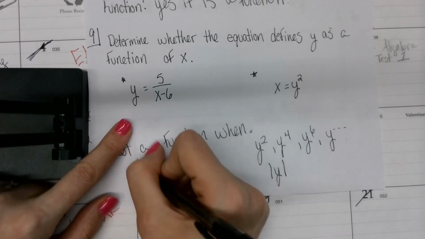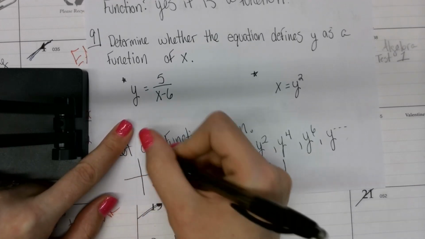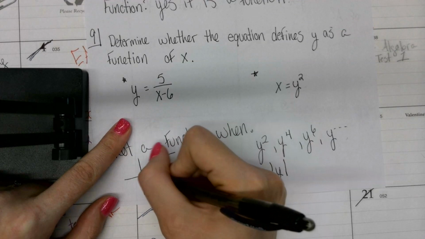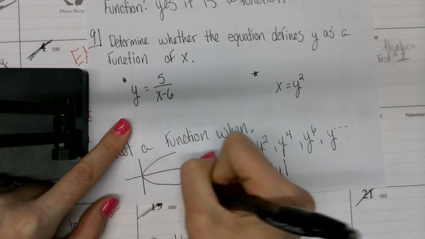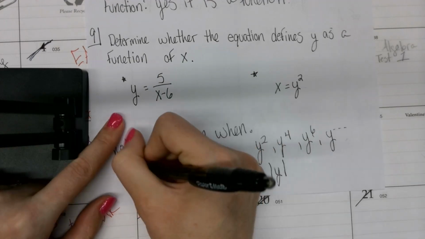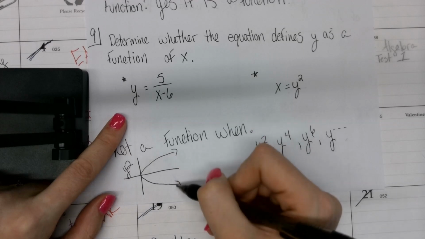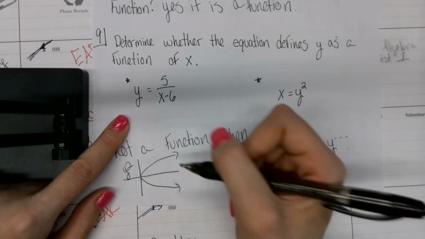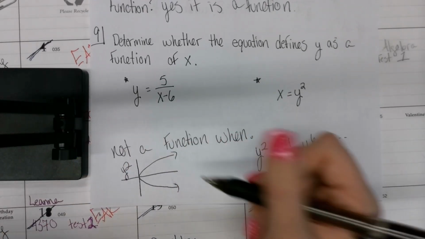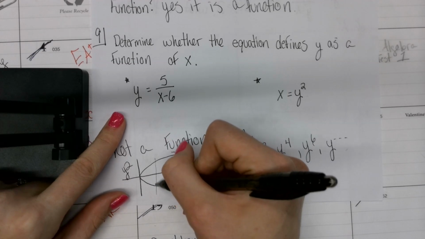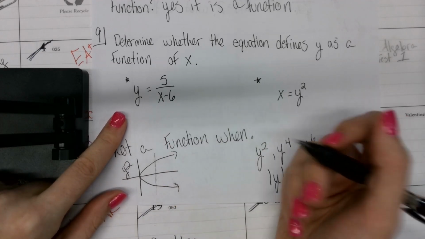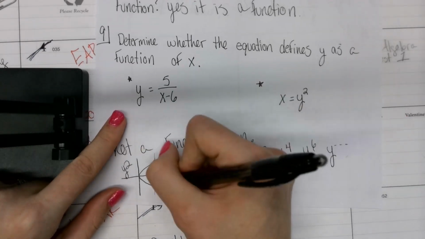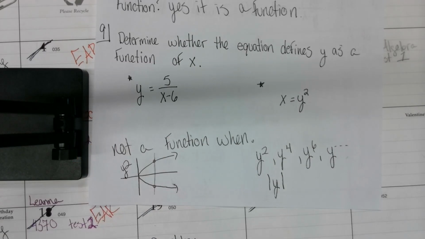And the reasoning behind that is we know that x squared is a parabola, and so is y squared, except when y squared is a parabola, it's turned on its side. And when we have functions, we can do a vertical line test to check and see if it is a function. And if it hits the graph at more than one spot with the vertical line, it is not a function.